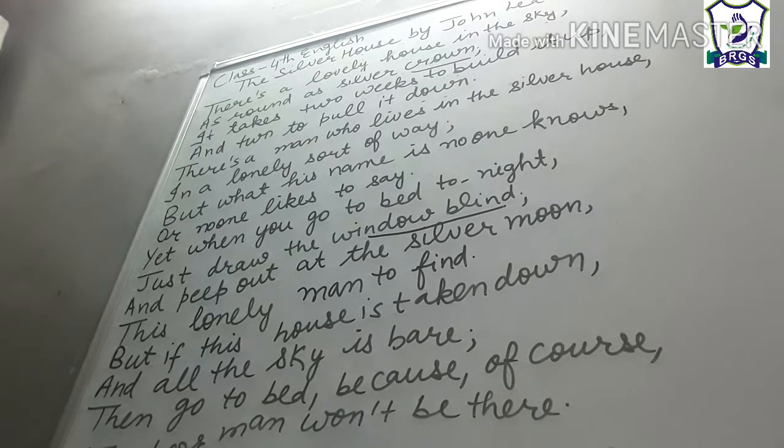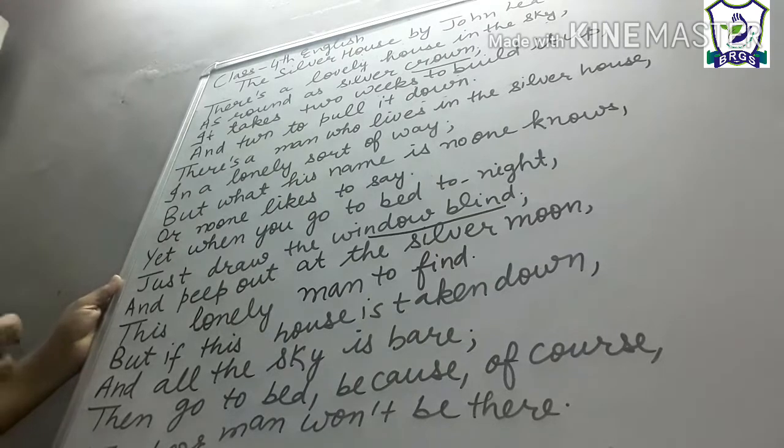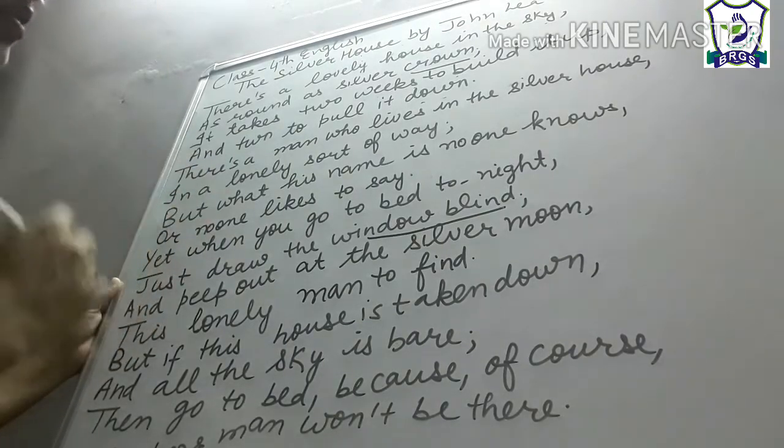Why was this rhythm there? Because the poem has a rhyming scheme. Yes, a rhyming scheme means that the poem has some pairs of rhyming words. That's why we can have that rhythm, and that's why we can recite it with a rhythm. So let us try to find the rhyming words first, then we will see what the rhyming scheme of this poem is.